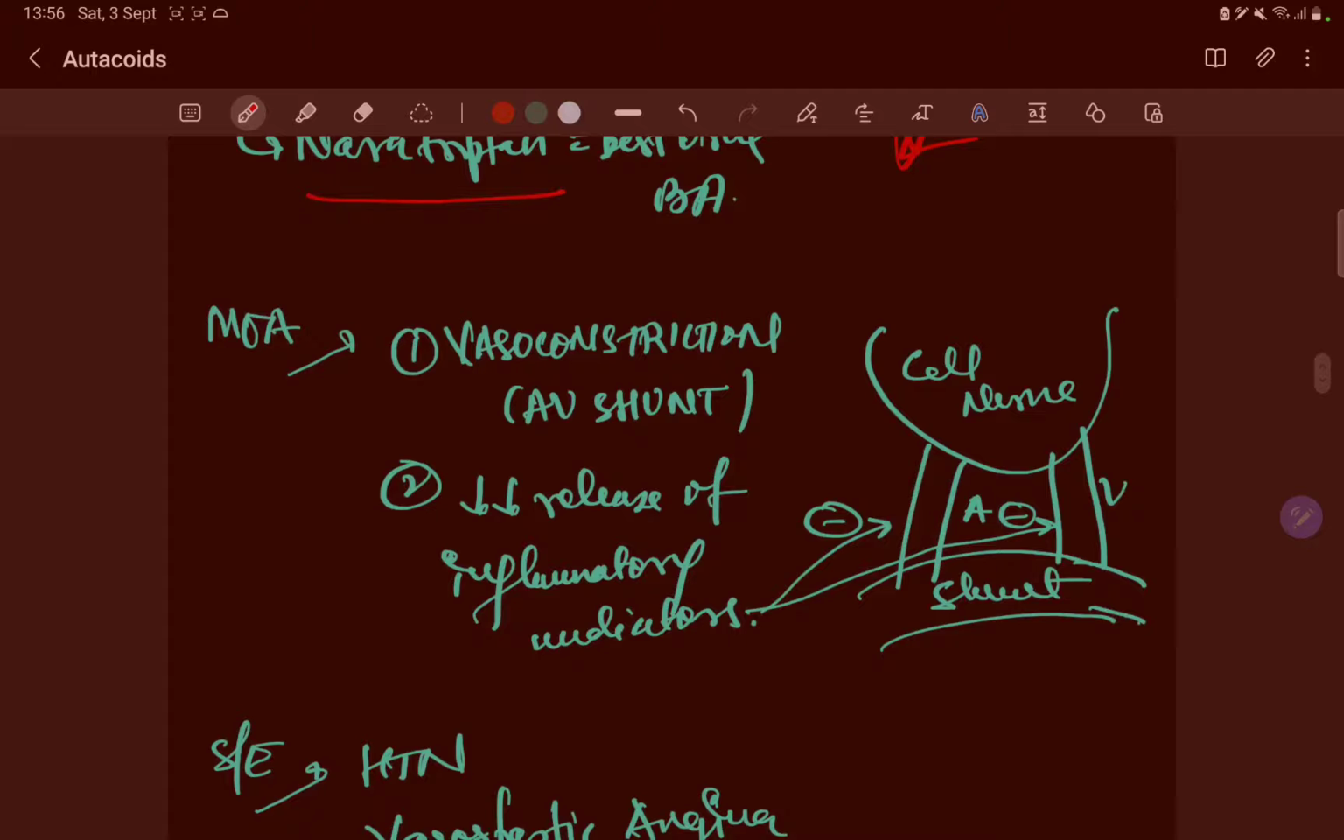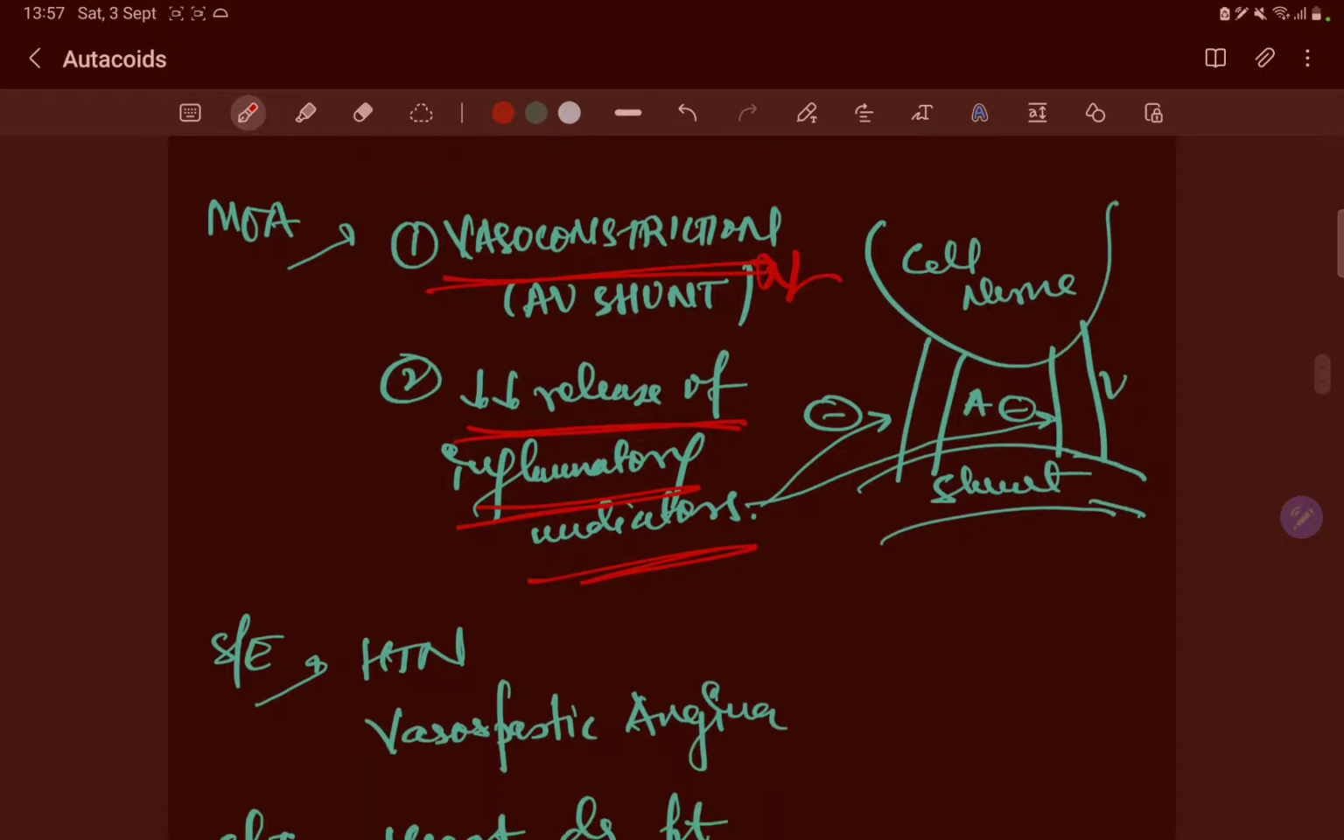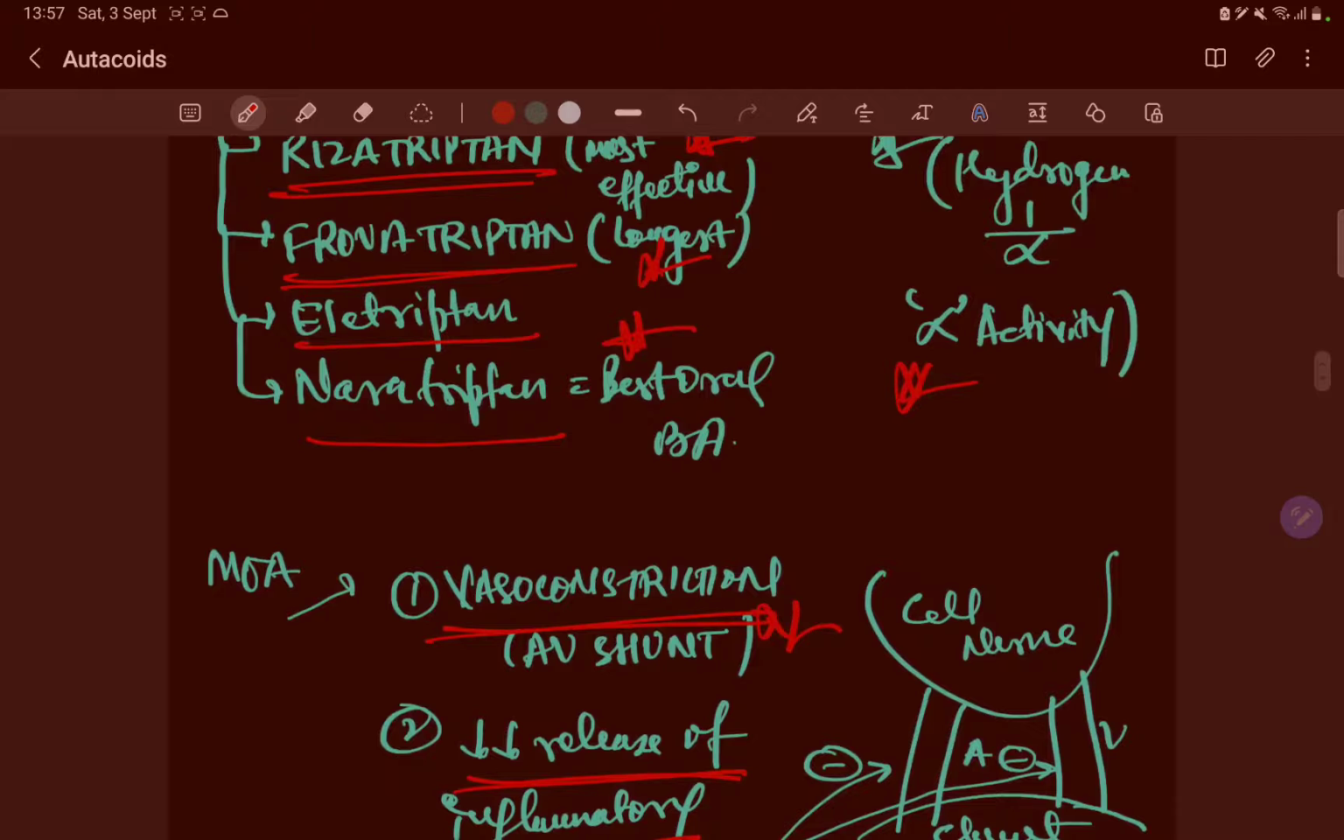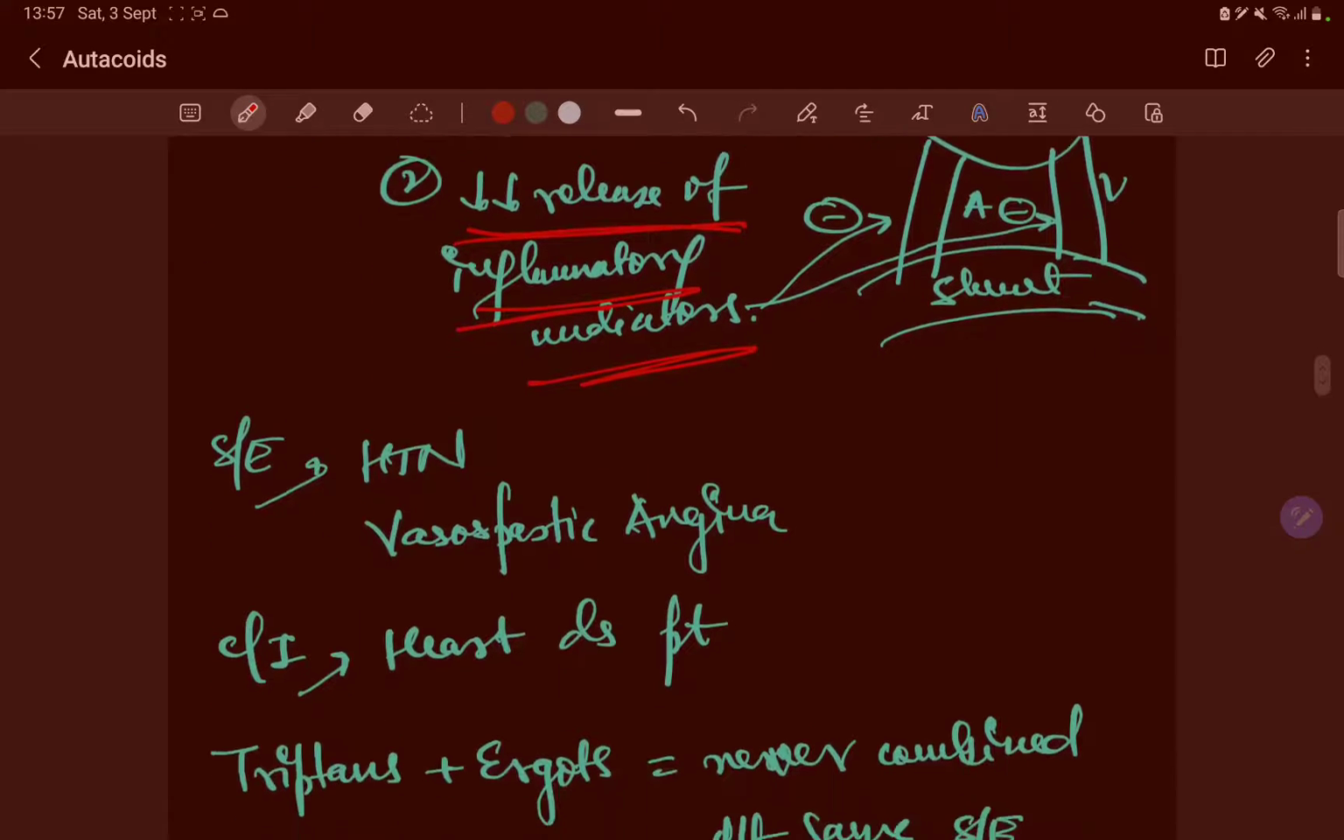Now in moderate to severe migraine, to be more specific, what is the mechanism of action? These are vasoconstrictors, and they decrease the release of inflammatory mediators. So at the end of the day, what will it do? It will help in the migraine area, where there is vasodilation, so less blood supply, ischemia. And also there is a new concept of CGRP we'll discuss later, right?